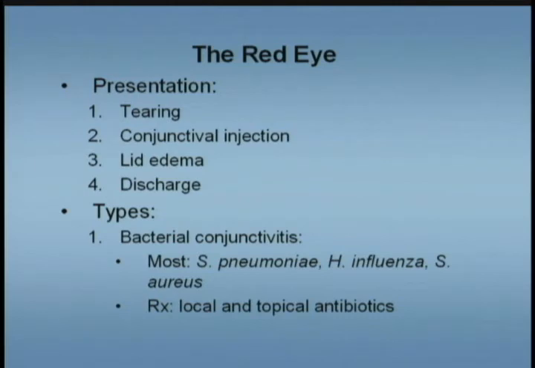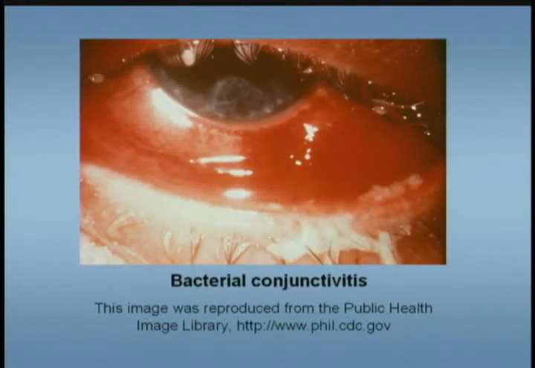Bacterial causes of conjunctivitis include strep pneumonia, H. flu, and Staph aureus. And the treatment will be local antibiotics, typically some broad spectrum antibiotics to cover the most common causes. Here's a patient with bacterial conjunctivitis and looks like a subconjunctival hemorrhage also. Really, really irritated conjunctiva. And also you can see up here redness of the eyelid.